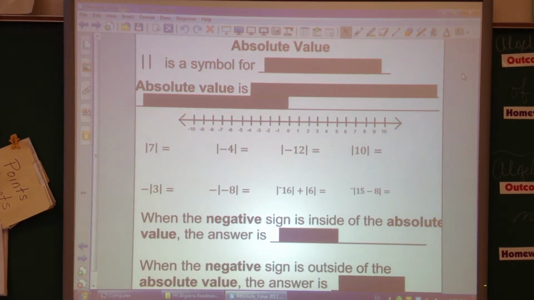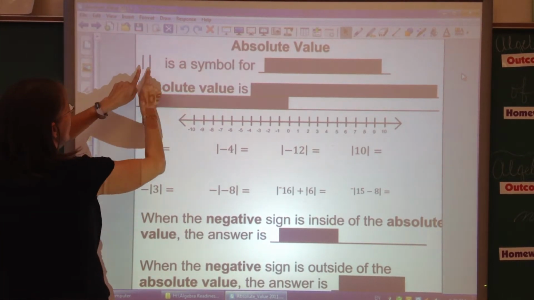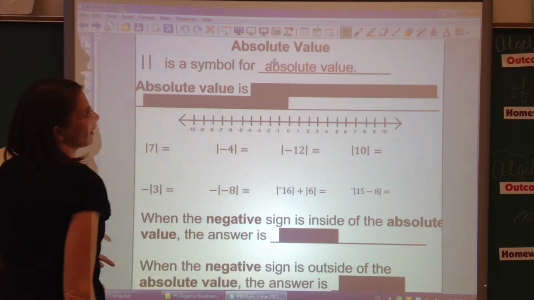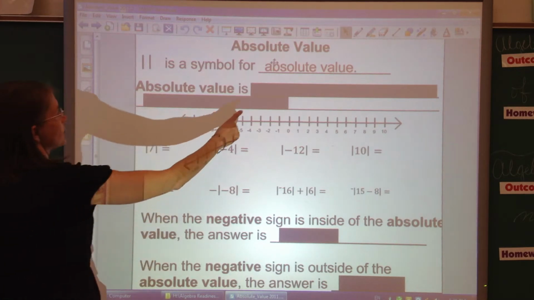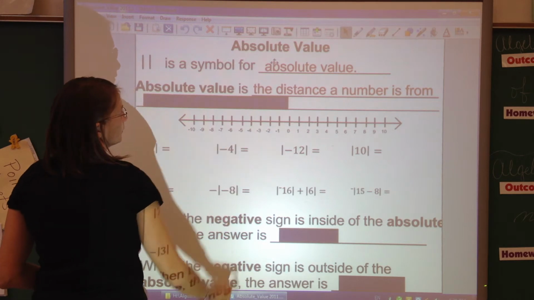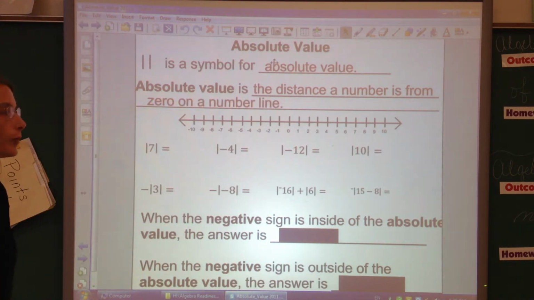Today we will be learning about absolute value. These two lines right here are the symbol for absolute value, so please write that down on your paper. So what is absolute value? Absolute value is the distance a number is from 0 on a number line. So pause the video and make sure you write down that definition.